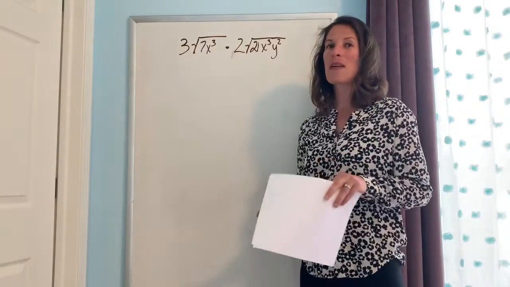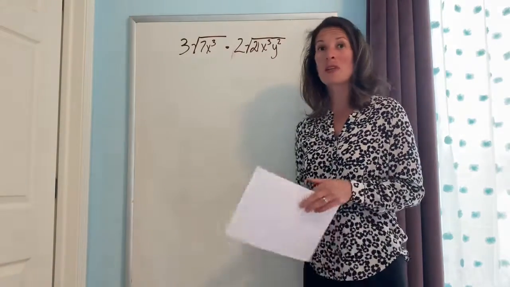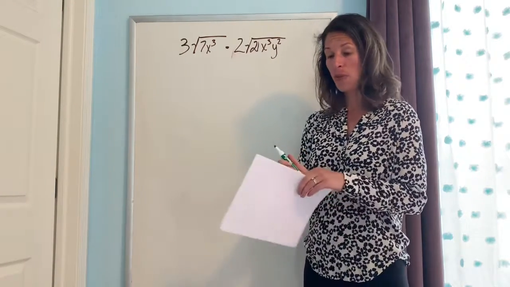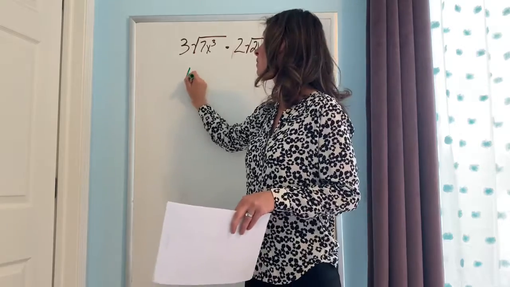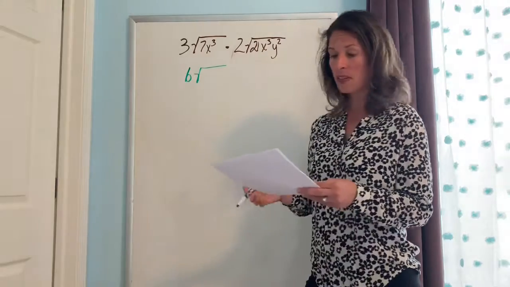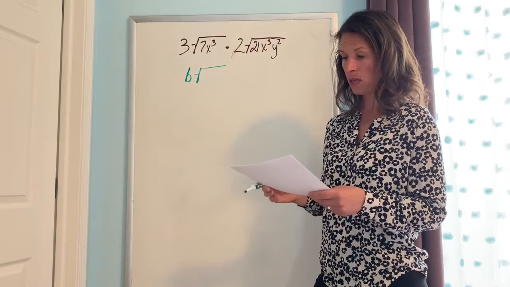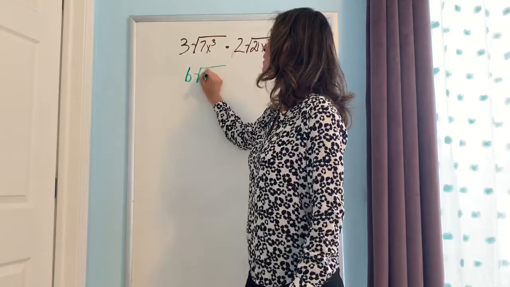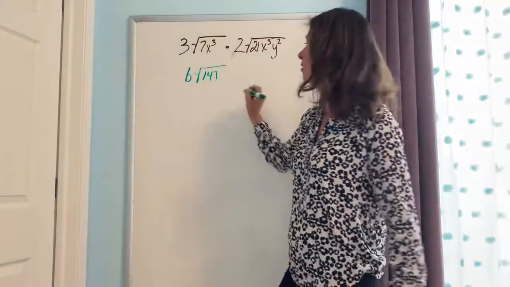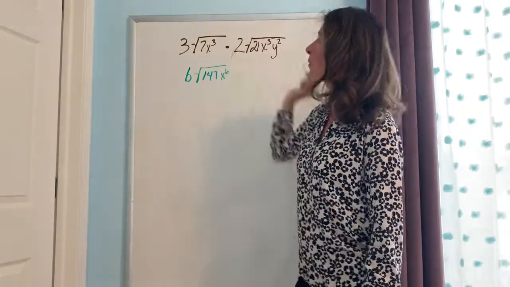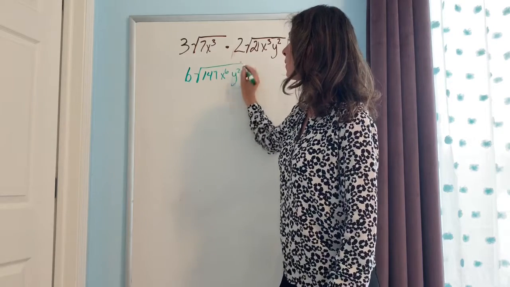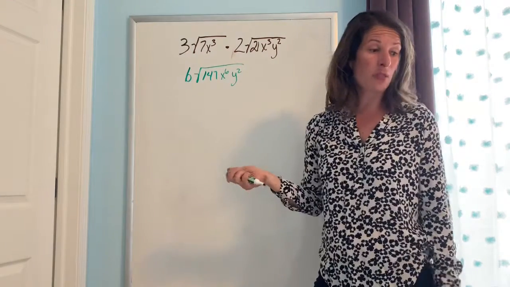Okay, let's look at number 4. So, still multiplication. We are going to multiply on the outside and then on the inside. So, 3 times 2 is 6. And then I multiply on the inside. 7 times 21 is 147. Then I have x cubed times x cubed is x to the 6th. Remember, 3 plus 3 is 6. And y squared. So now I need to break this down.